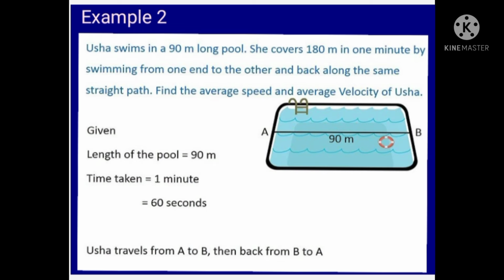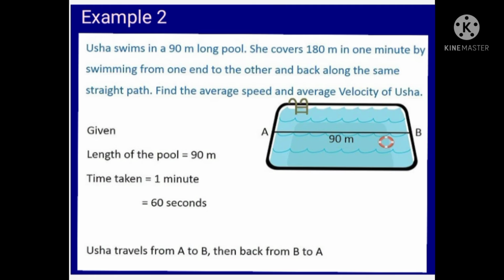Moving to the next question, that is: Usha swims in a 90 meter long pool. She covers 180 meter in 1 minute by swimming from one end to the other and back along the same straight path. Find the average speed and average velocity of Usha. How can we find out the answer of this question? Here the total distance covered is 180 meter and the length of the pool is 90 meter, that is given in that figure.